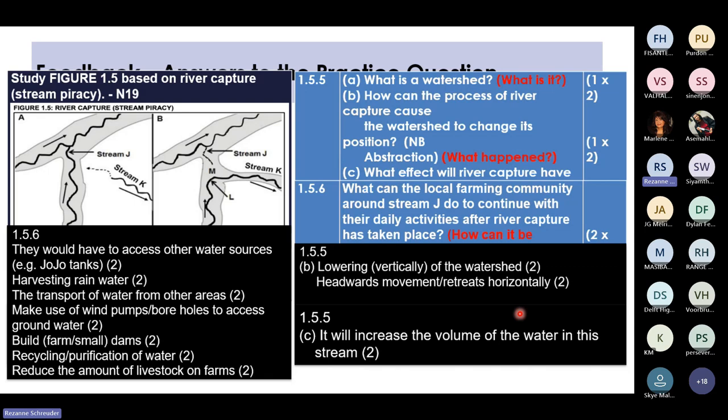Now, the thing is, again, it is an economic impact. Then they can recycle or purify water. And then also, they can cut down the amount of livestock on their farms. So ultimately, a lack of water will lead to a lack of farming in that community and ultimately lead to a lower quality of life for those individuals living along the captured stream, which will now be the misfit stream.